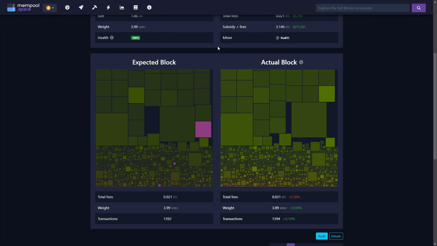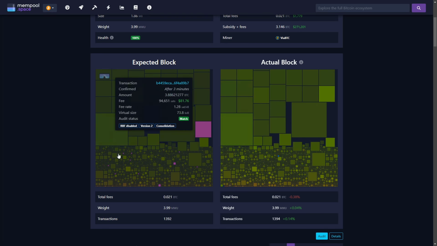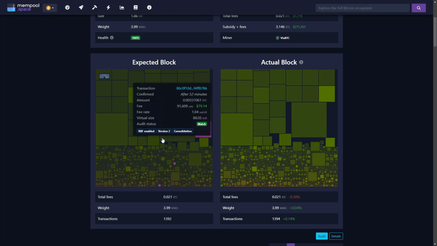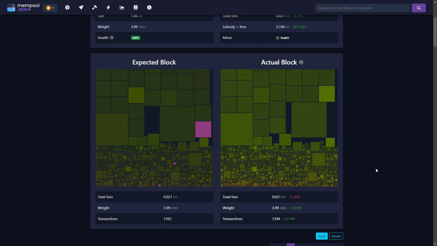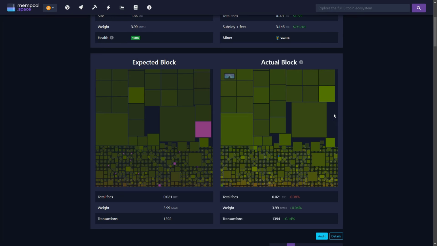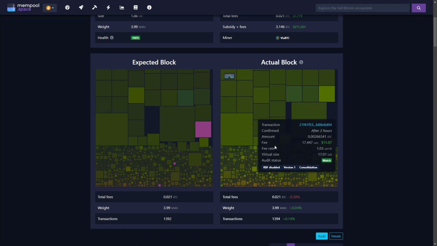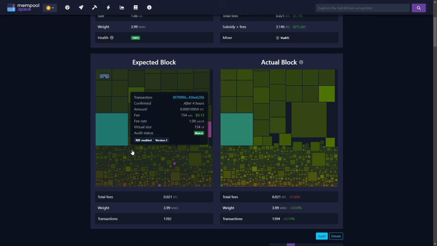And going in here, you can see the transactions that were actually confirmed. This is what was expected to go in the block, and this is what actually went in the block. The reason that it's different is, in this case, it doesn't look like there were many transactions that were different. It looks like this might be the only one that was not included. Miners get to choose which specific transactions go into a block, and sometimes those transactions are different than what is expected to go in the block.